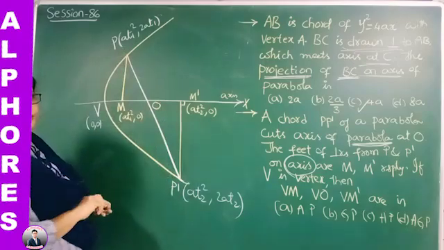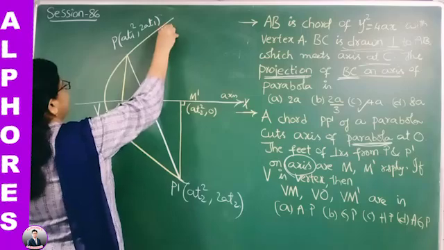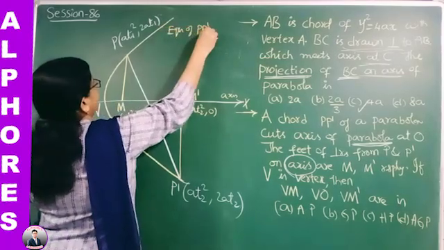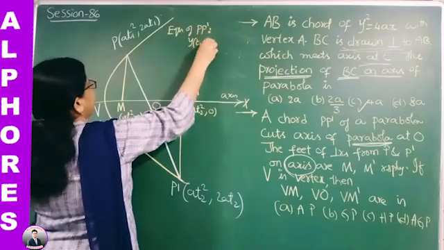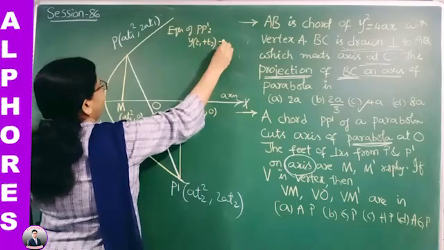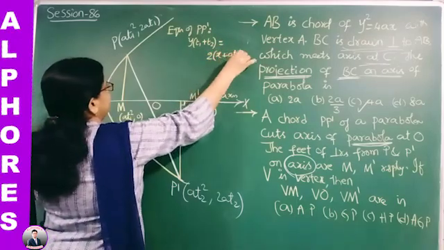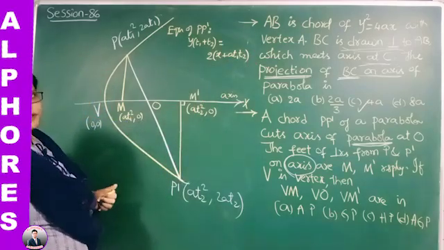All of you students know very well, this is nothing but the chord joining 2 points. What is the equation of the chord joining 2 points? The equation of PP dash is y into (t1 plus t2) equal to 2 into (x plus a t1 t2). So this is our equation of the chord joining 2 points. In the previous session we have discussed, right?